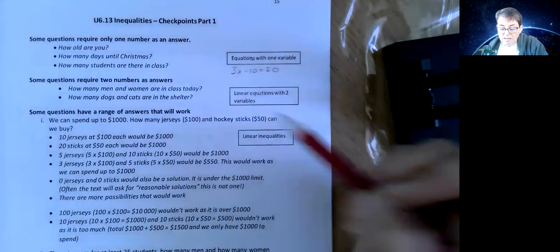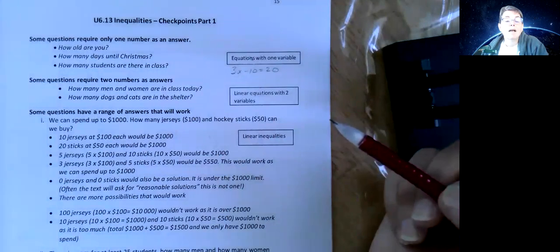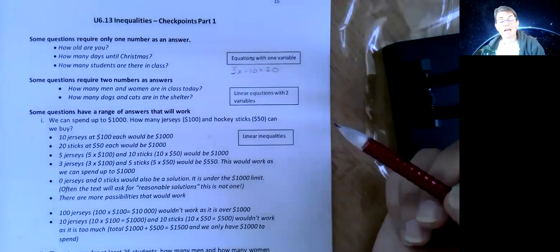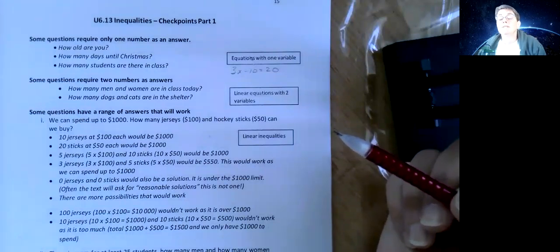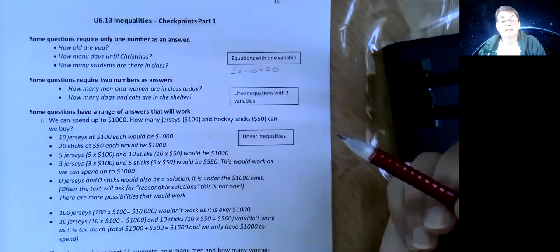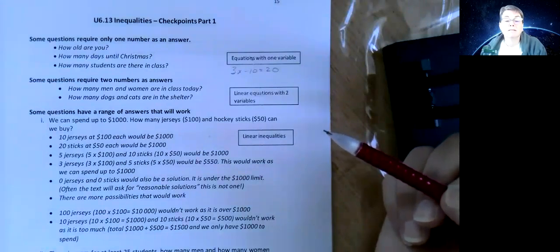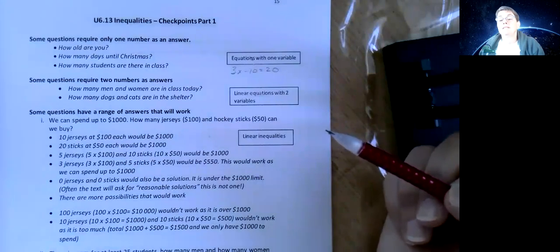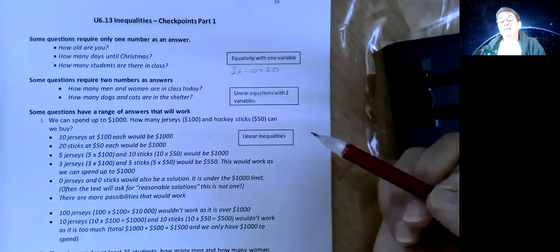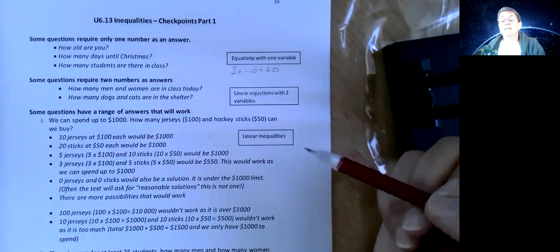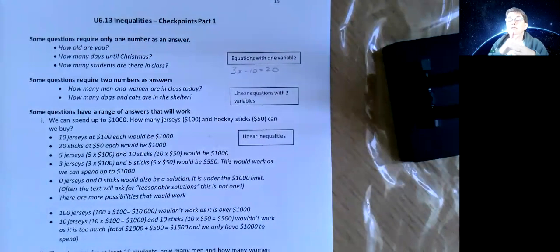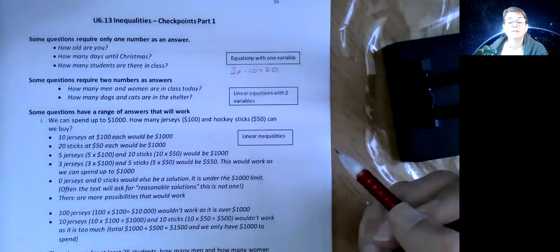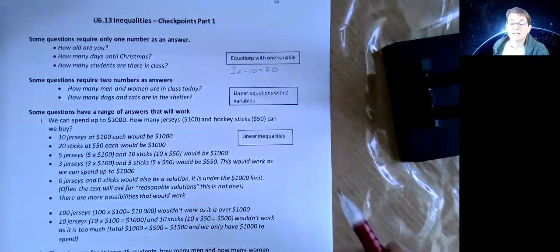We can have some questions that require two answers. So, how many men and women are in class today? I'm hoping you remember how many people are in class today. Or how many dogs and cats are in the shelter? And how about the latitude and longitude of a certain spot? If you're doing GPS or map work, you have two numbers that will describe exactly where a point is. Or just a point on a graph, you get the x and y coordinates for it. Two answers. So linear equations with two variables are going to be things like this.